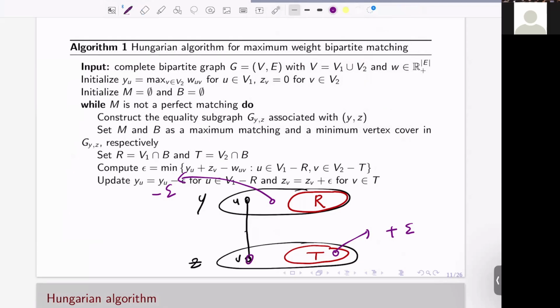The ZV will remain the same here. So ZV just becomes ZV. What about this edge? You have YU becomes YU minus epsilon. Okay, so for the edge that's outside the vertex cover, we have strictly less value by epsilon. So YU decreases, ZV stays the same. So YU plus ZV minus WUV will decrease by epsilon. Okay.